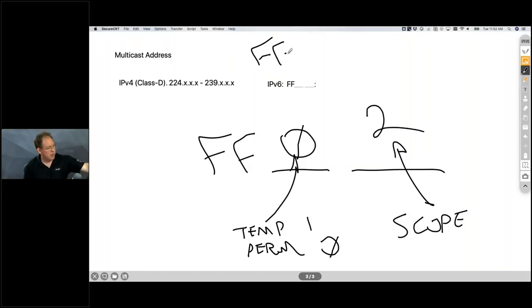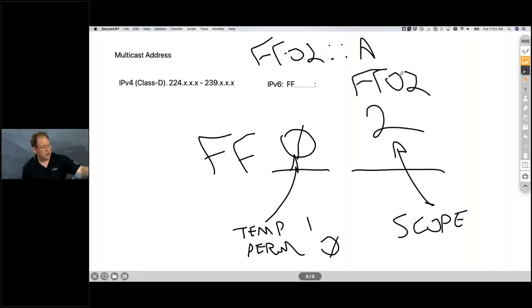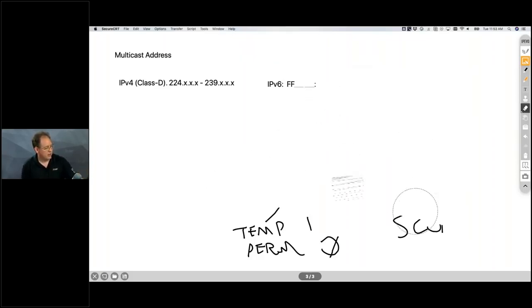So for example, EIGRP in the world of IPv6 is FF02::A, right? 224.0.0.10 for IPv4, FF02::A for IPv6. OSPF, FF02, 0 because it's permanent, 2 meaning link scope. So the scope is on this wire, no further than this wire, FF02::5 or ::6. That's what you would see for OSPF. All right, so that takes care of our IPv6 multicast addresses.